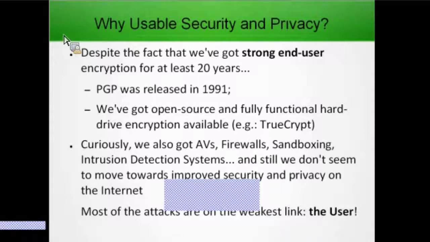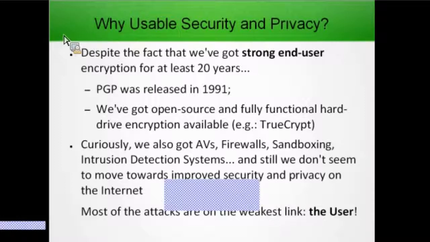Okay, so despite the fact that we've got strong end-user encryption, for example PGP since 1991, that's a long time. PGP was created actually to preserve user privacy. We have another example. We've got open source strong encryption software for hard drive encryption. Why isn't everyone using this? Because they exist, this kind of tool should be very useful for preserving user privacy.